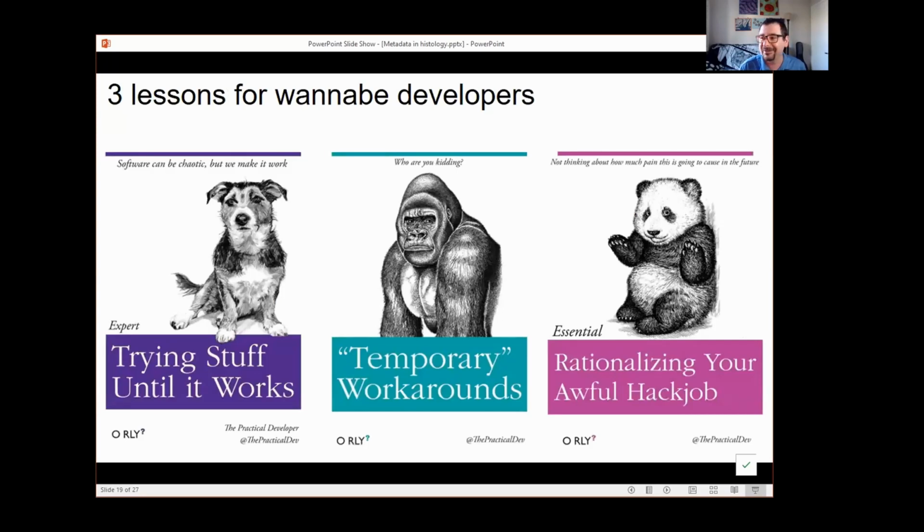I would like to share with you those 3 lessons for wannabe developers. You're going to be trying a lot of stuff until it works. Temporary workarounds are not a thing. If you put something in place, it's going to stay. But I would also like to encourage you not to try to think through every single thing. It is impossible to predict everything from the starting point. Some decisions need to be made and you need to stick to them.